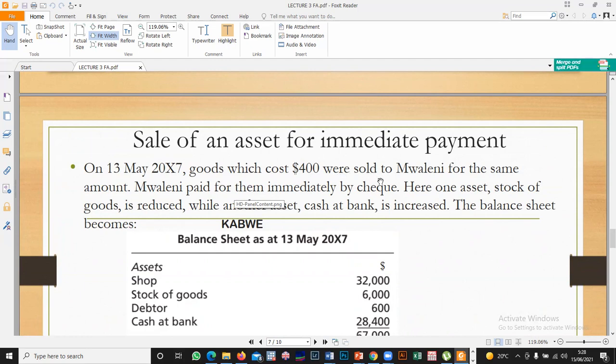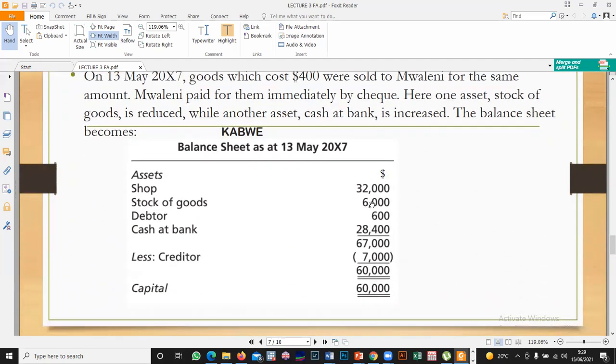Okay, to Maleni. Maleni has come to our business and said, I want to buy goods on cash. Now this Maleni guy paid immediately via check. He paid through check, and here one asset, the stock of goods, is directly reduced, while another asset, cash at bank, is increased. Now this person pays directly through check.